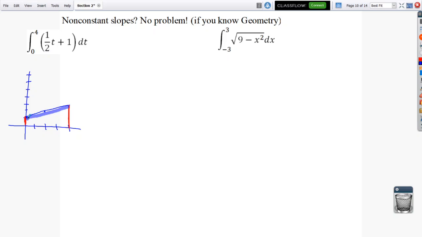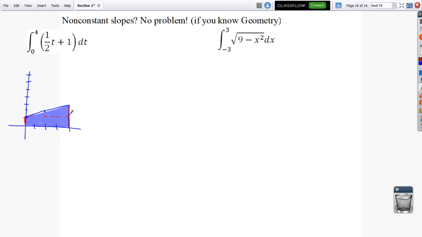Basically, if I color in this shape right here, I want to find the area of that blue shape. And however I find the area of that blue shape, that's going to give me the value of the definite integral. Probably the easiest way to calculate a definite integral if you remember geometry. Now here, I see that this is a trapezoid. If you didn't see that this was a trapezoid, you could split it up into a rectangle and a triangle.